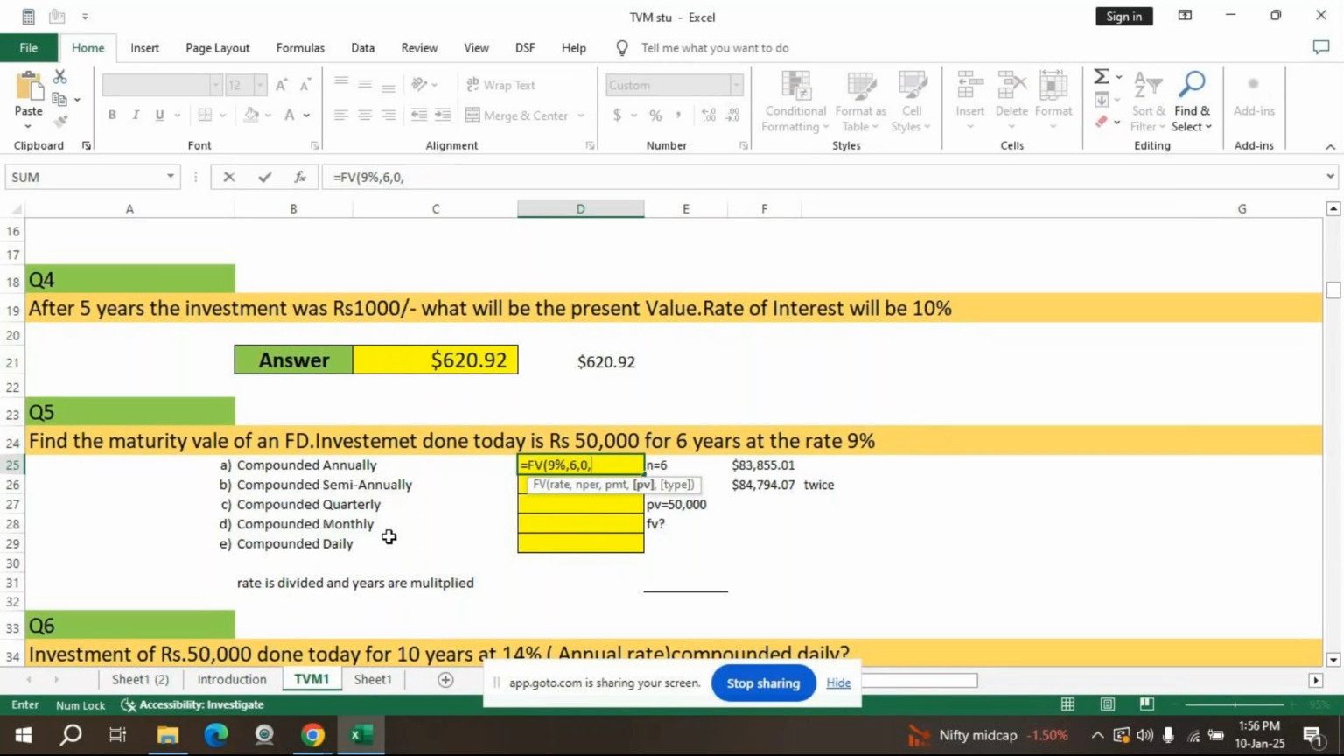50,000, ma'am. Correct. So that means minus 50,000 we have to put because we are investing. Then comma type. Type is nothing but at the end of the period, so you just put 0. Then close the bracket and press enter. Now we'll be getting the answer as rupees 83,555. So this is about compounded annually.